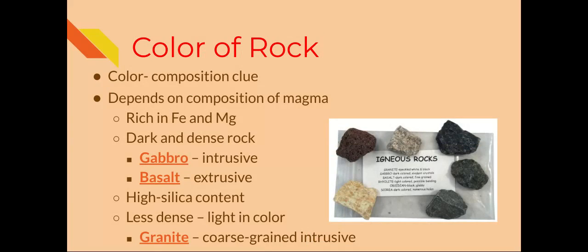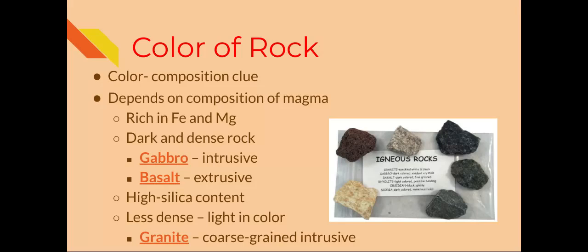Color of rock. The color of rock is actually going to give you a clue to the composition of it. It's going to depend on the type of magma that we have. Rocks that are rich in iron and magnesium are actually going to be dark and dense. Two examples of that include gabbro and basalt. Gabbro is an intrusive form and basalt is extrusive.